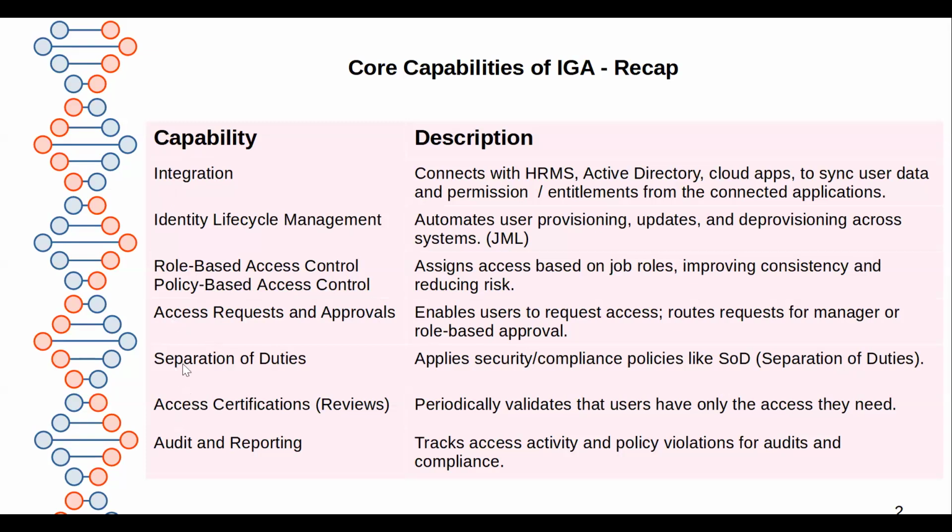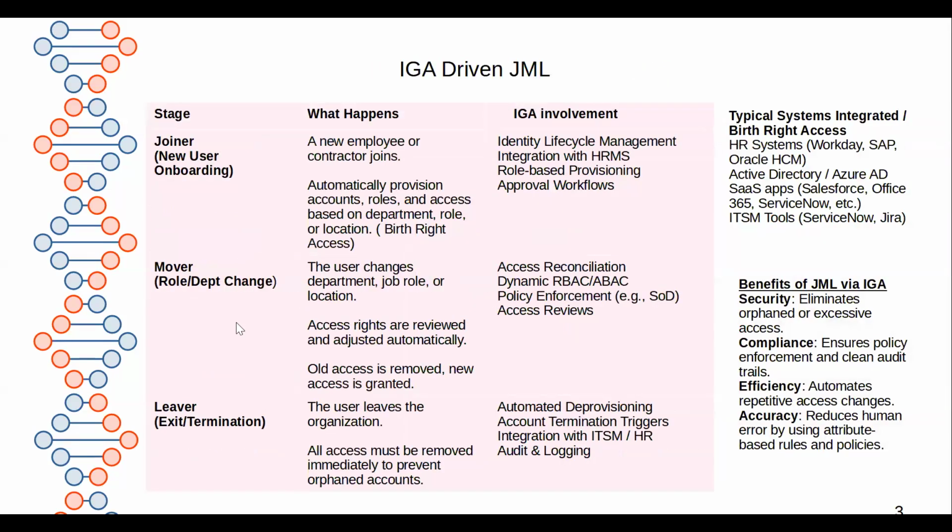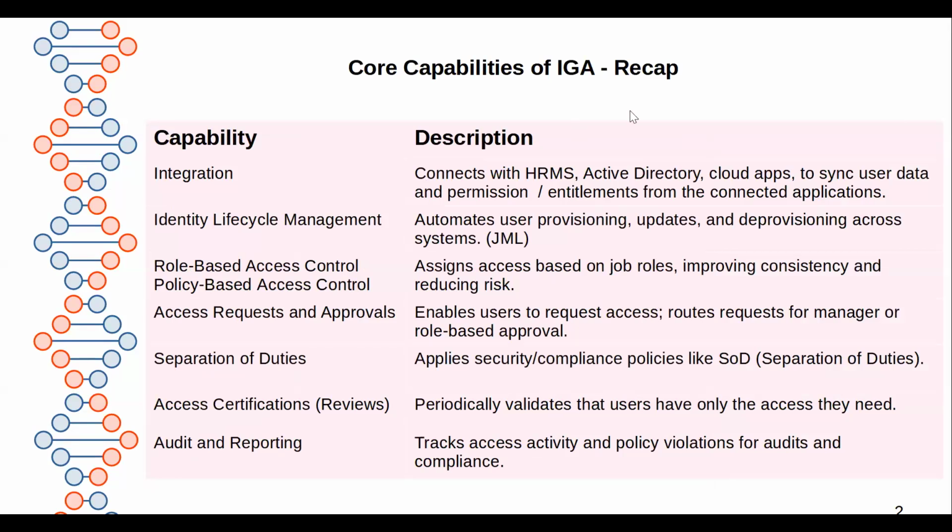The last session will cover separation of duties and the risk calculation, and how audit and reporting happens in IGA. In the last session, we covered not only the integration, that is how we should connect to the HRMS, Active Directory and the cloud applications, and why it is important to first integrate to these business applications, so that we have the user data as well as application data available in the IGA to function.